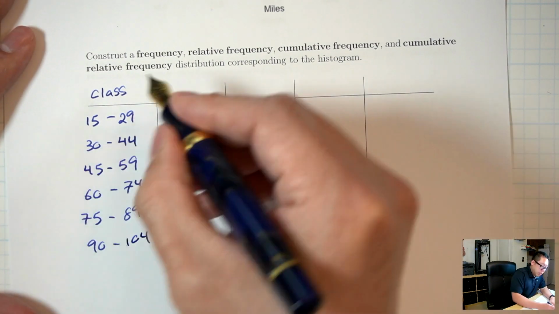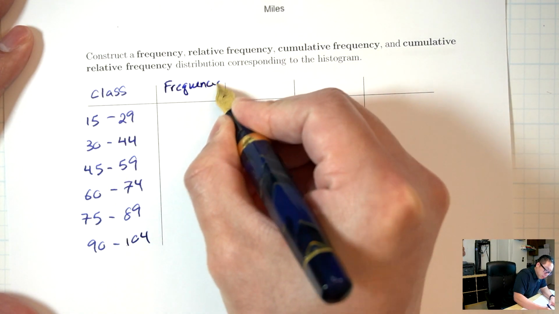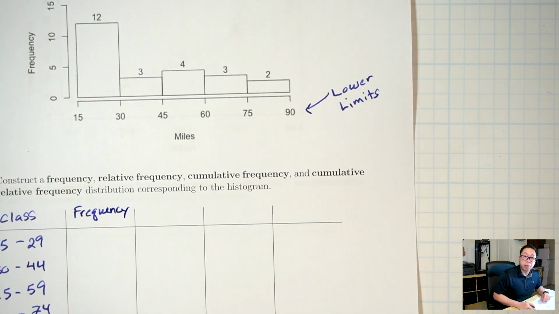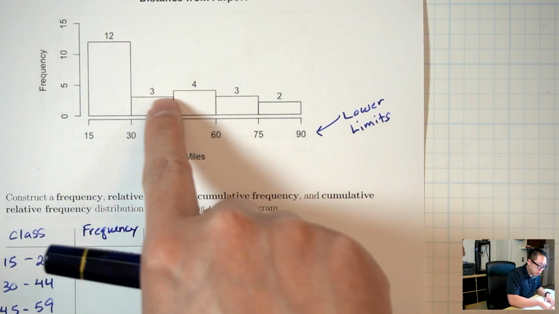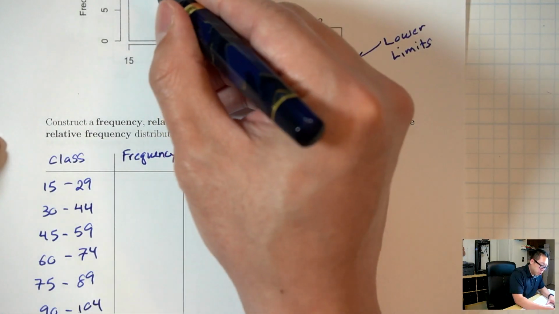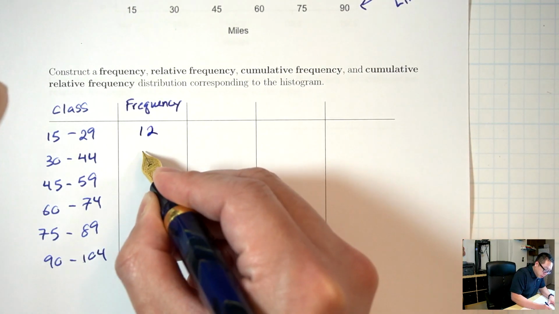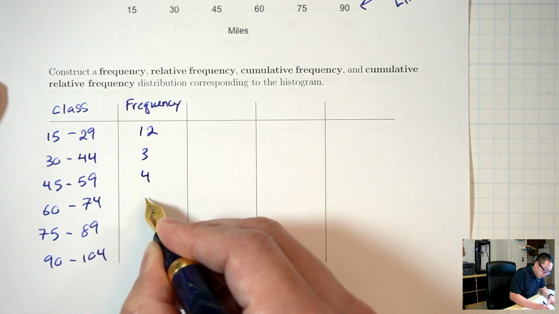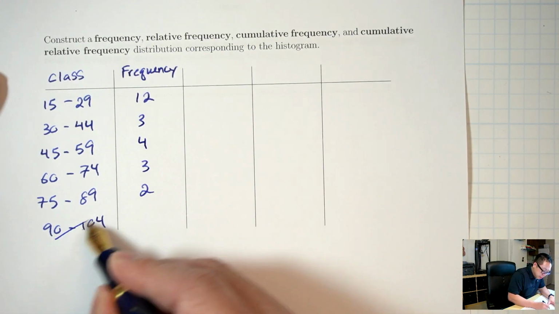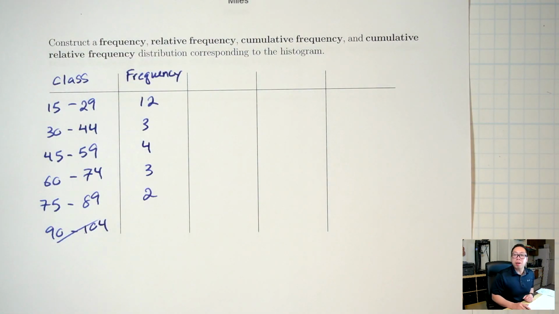Okay, and then I need to find my frequencies. So this is a frequency histogram, which means the heights are frequencies. Okay, so my frequencies are just 12, 3, 4, 3, and 2. And I didn't need this last one anyway. And then from here, I think you know how to find the other columns, so I'm not going to go through that.